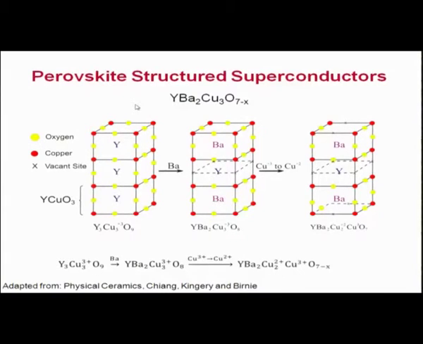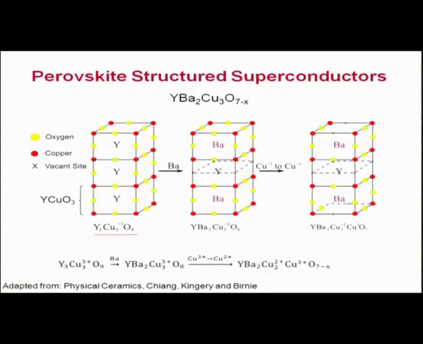Okay. So, one such structure is yttrium barium copper oxide. Yttrium barium copper oxide is a superconductor, YBa2Cu3O7 minus X. Now, if you look at the parent compound of this material, as drawn on the left, the parent compound is Y3Cu3O9. It has a tetragonal structure. In this unit cell, you can see it is made up of 3 unit cells of YCuO3.